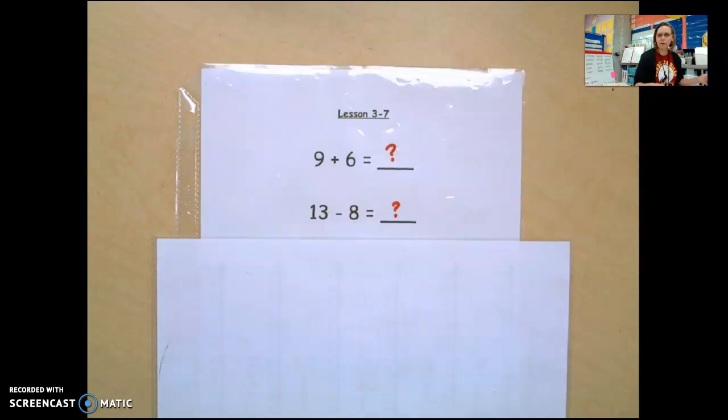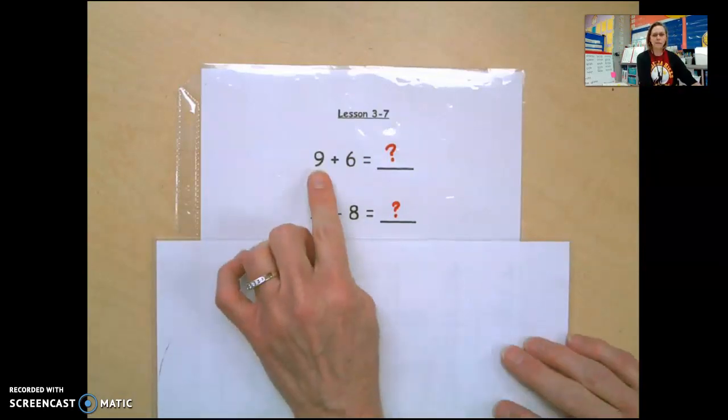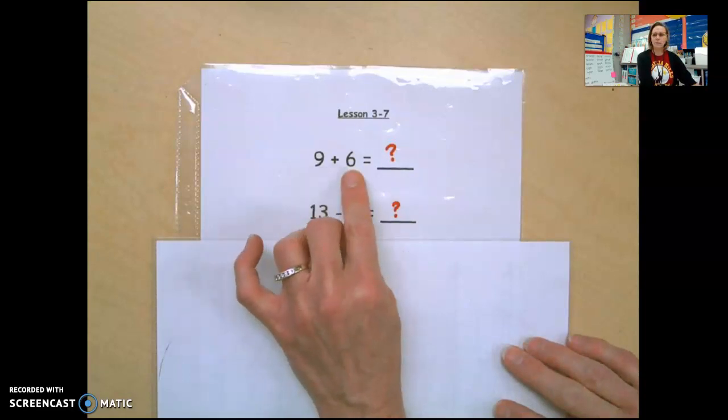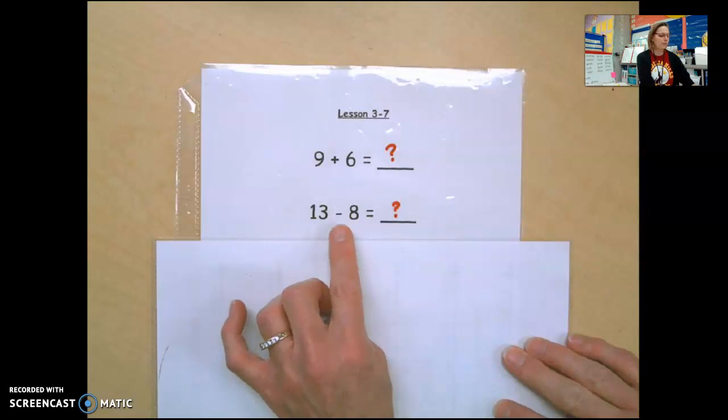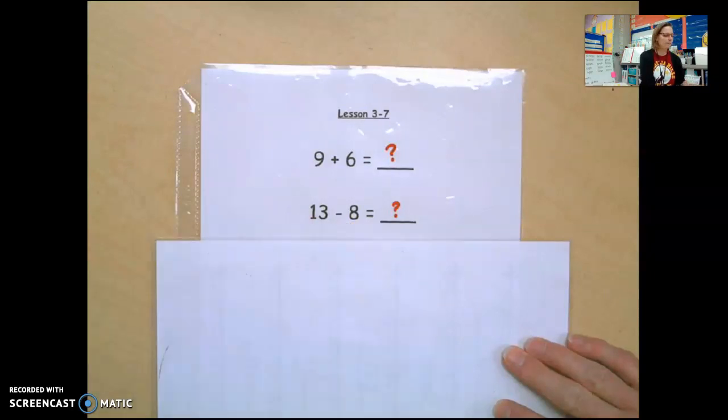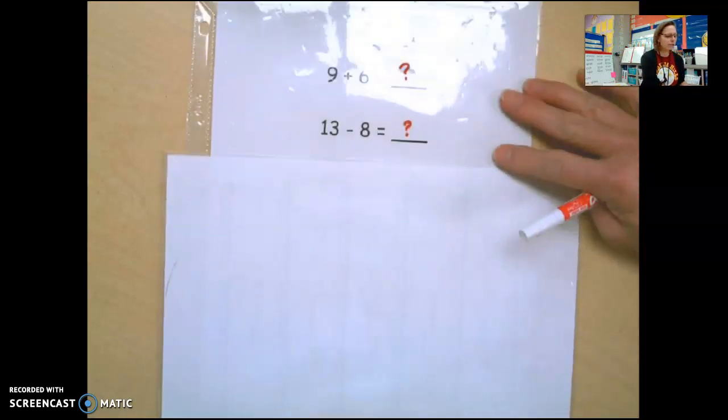That just looks like a regular number model, right? So we might start at 9, and then we would count up 6. Or we might start at 13, and we would count back 8, right? Pretty easy peasy, right? All right, let's look at the next two.